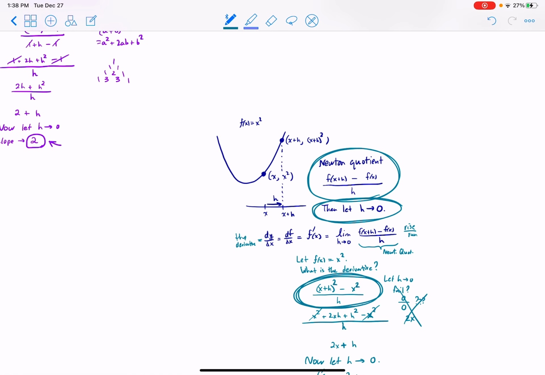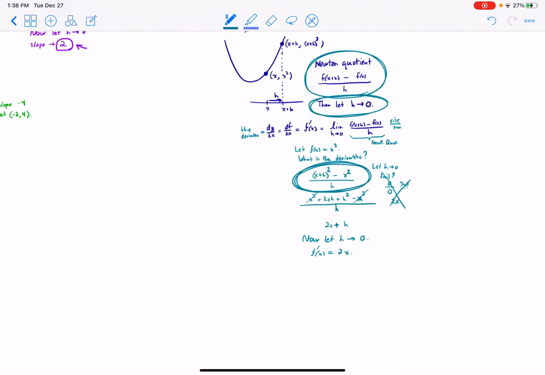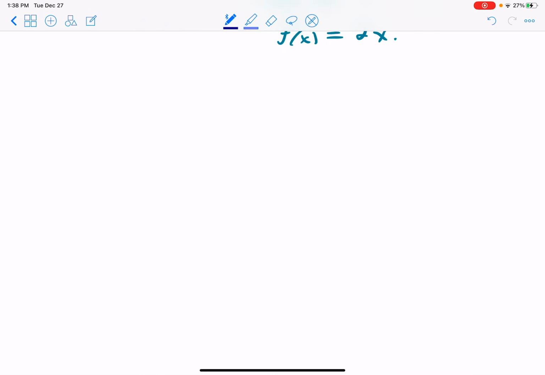Okay, so let's do another example, a more complicated example. How about y equals 1 over x plus 1? Or in other words, f of x equals 1 over x plus 1. There are just two ways to write the same thing. And we want to find the derivative.